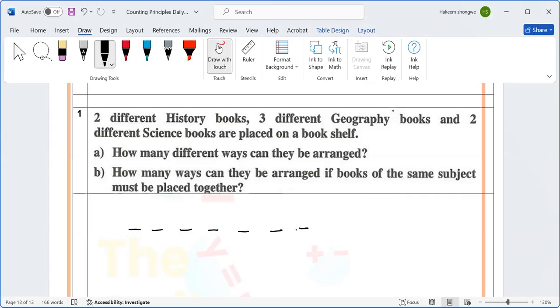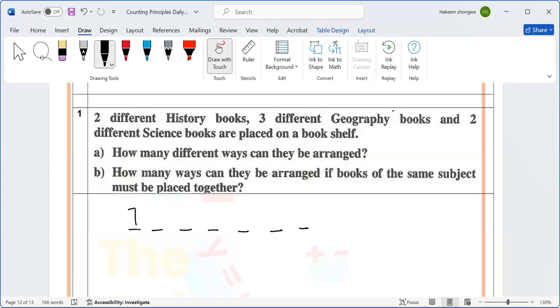Now, if we were to arrange these books, we can have a history book and a history book, or we can have a history book and a science book. So how many different ways can we arrange them? When we start to place them on the shelf, all 7 of them can occupy this position. They have an equal chance of occupying that position.